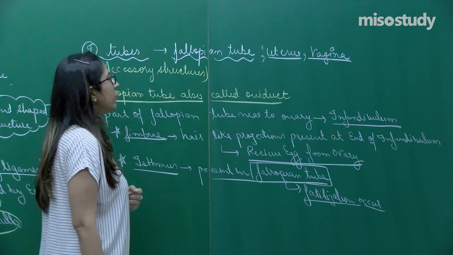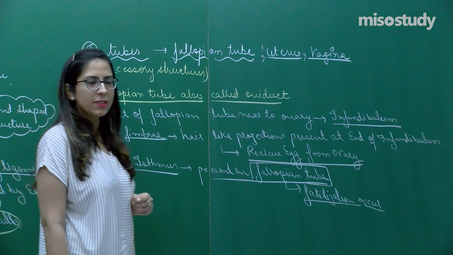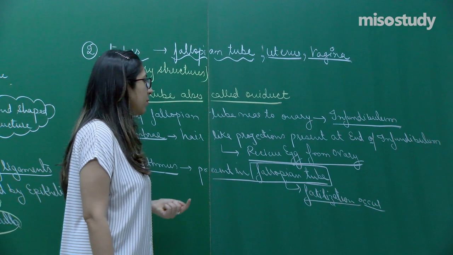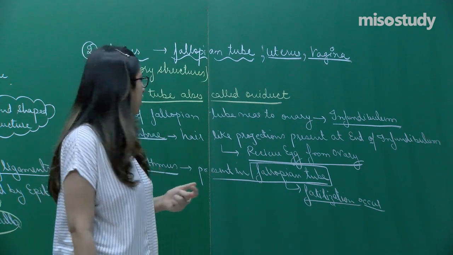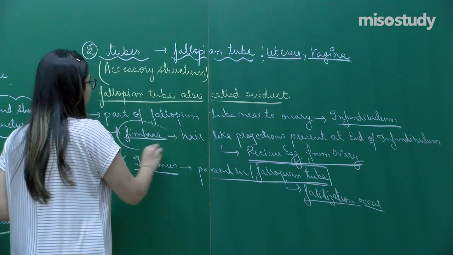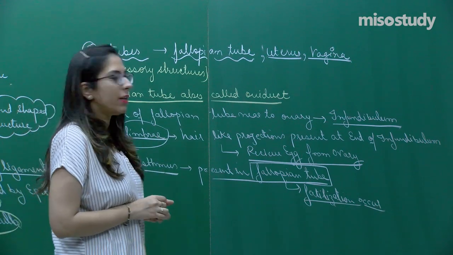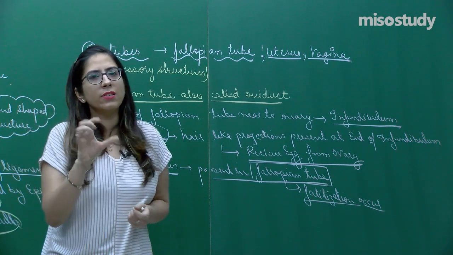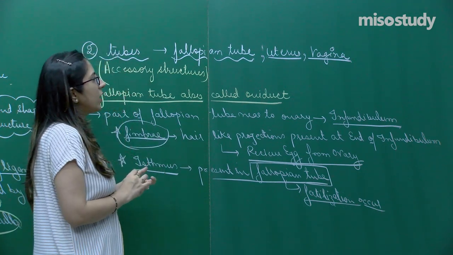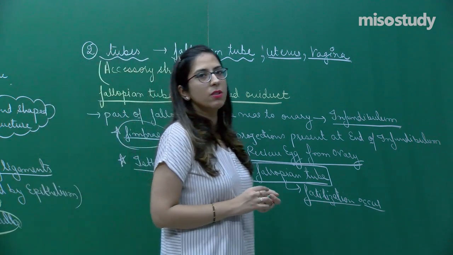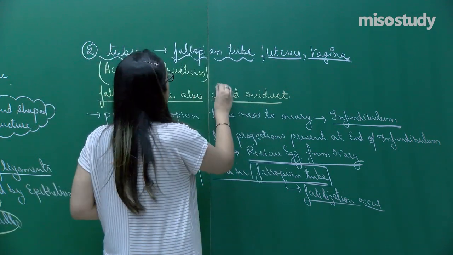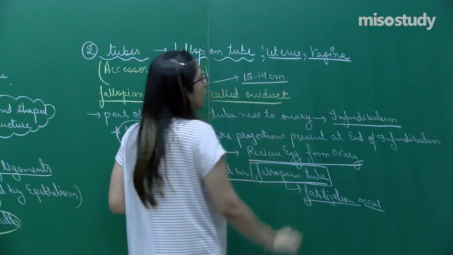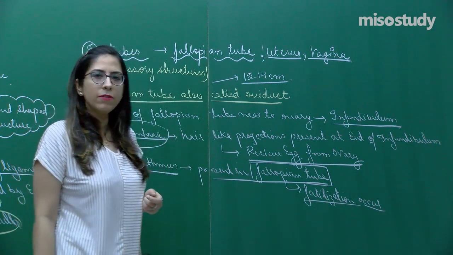So, in the fallopian tube, which is also called the oviduct, different regions are present, starting from the infundibulum. It also has one more region called the isthmus. Some hair-like projections are present, and these are called fimbriae. After the isthmus region, the uterus region starts. The uterus is a pear-shaped structure. The exact dimension of this fallopian tube is around 12 to 14 centimeters.